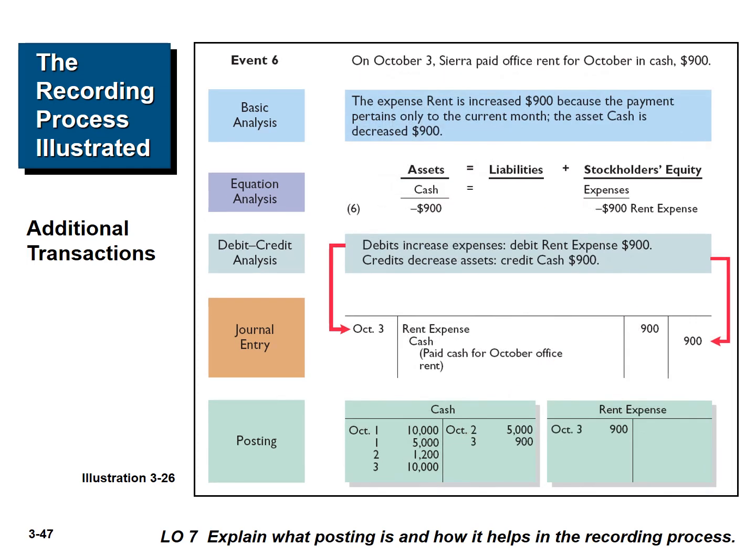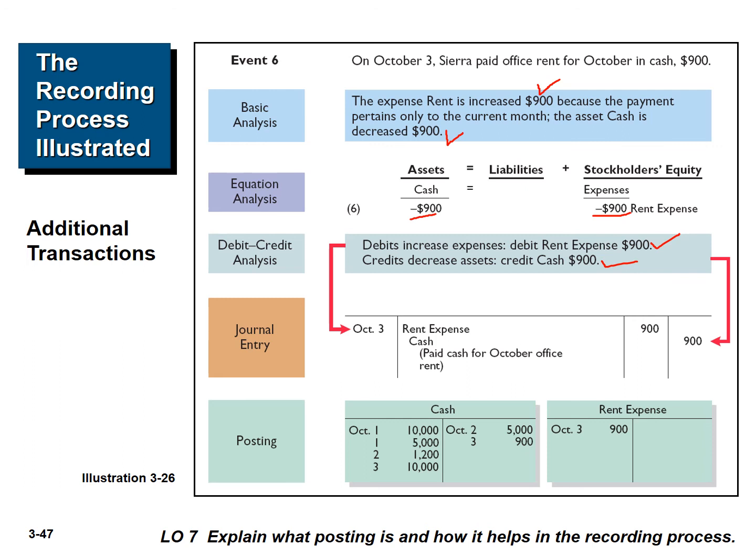Event number 6. I'll do one more and then we can see if you can talk your way through it. October 3rd, Sierra paid office rent for October in cash, $900. Rent expense is increased because the payment pertains to the current month. Asset cash is decreased. Debits increase expenses and credits decrease assets.